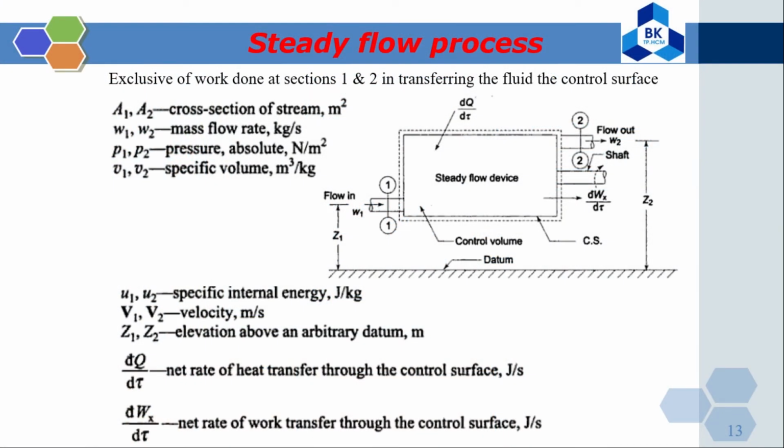And delta Q over d tau is the net rate of heat transfer through the control surface. And delta Wx over d tau is the net rate of work transfer through the control surface.